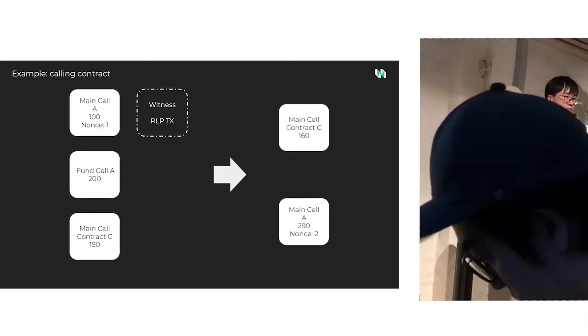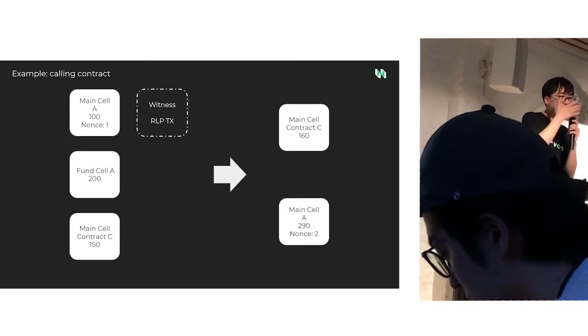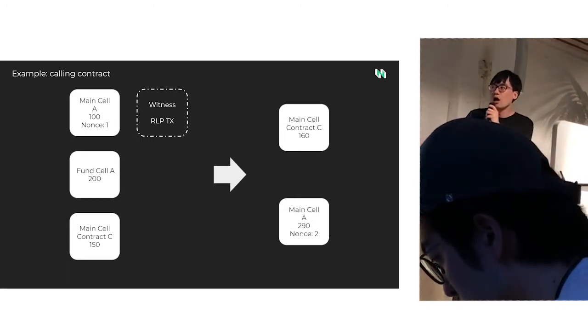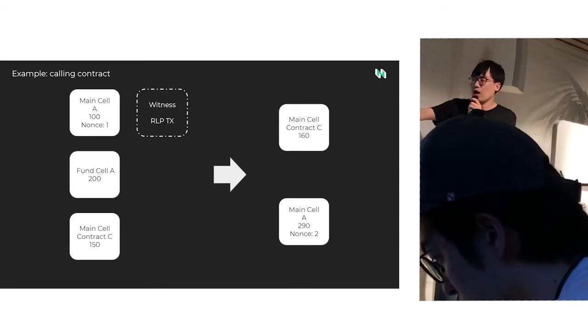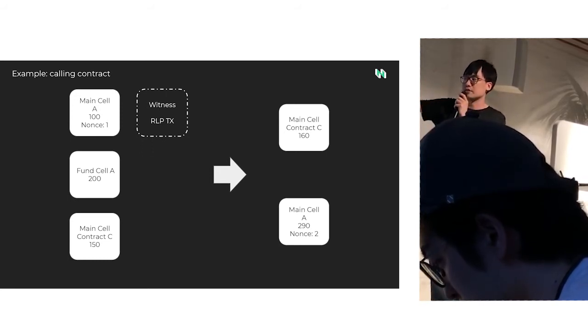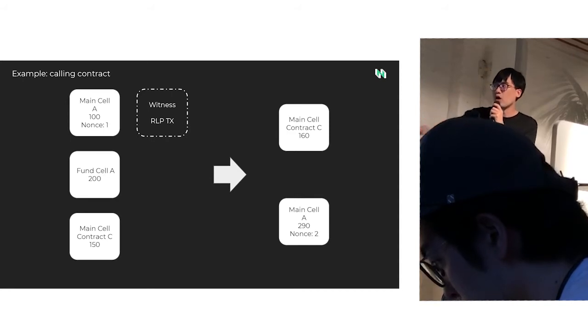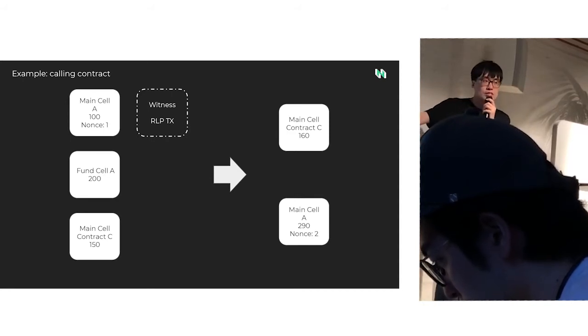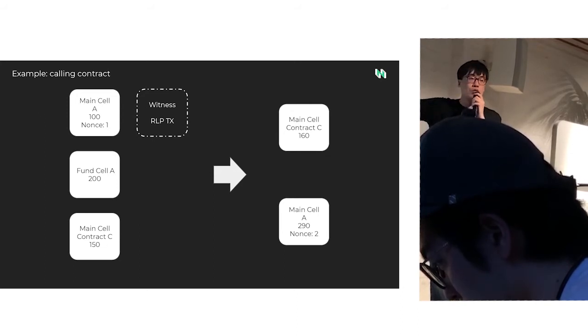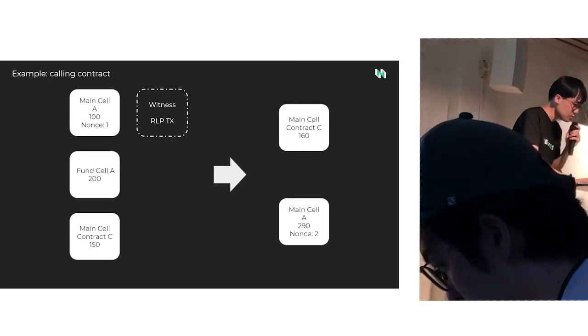And the last example is how you actually call a contract. When you call a contract, the input will consist of the main cell of contract C in addition to account A's other cell. So in this example, account A is calling contract C. It does some transformation. This contract has a new balance, maybe some of it is modified, and then account A has the remaining main cell.